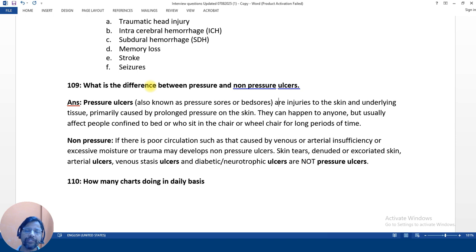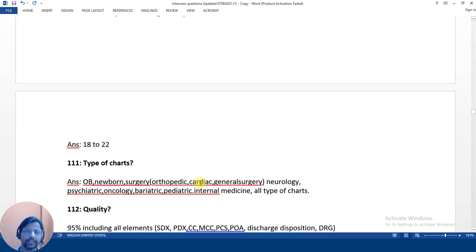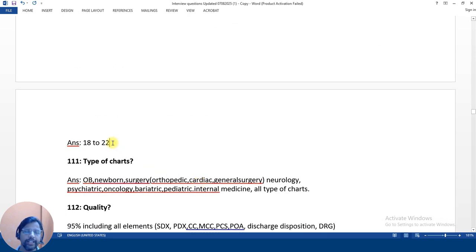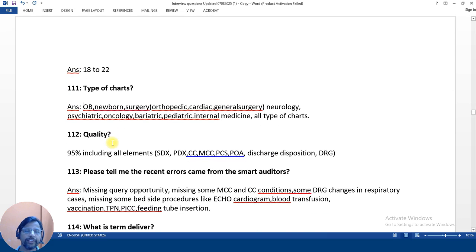So these are the differences between pressure ulcer and non-pressure ulcer. Next, how many charts will you do on a daily basis? So most of the time in inpatient coding, we need to code 8 to 22 charts. Okay. So what are the charts we will code in inpatient coding?